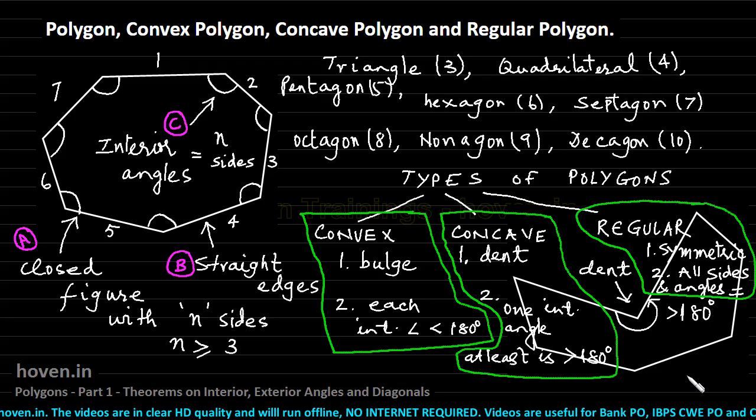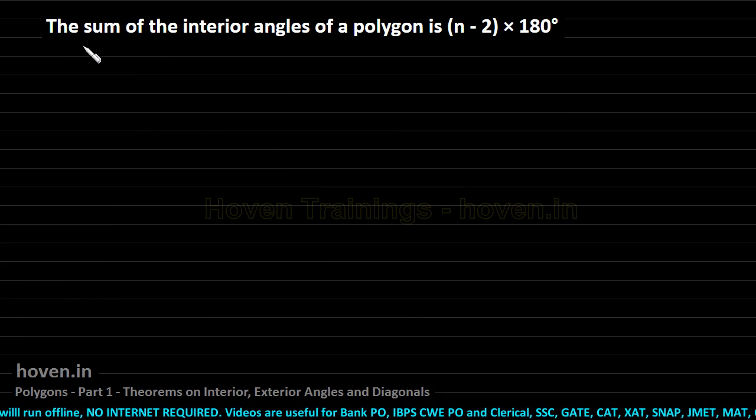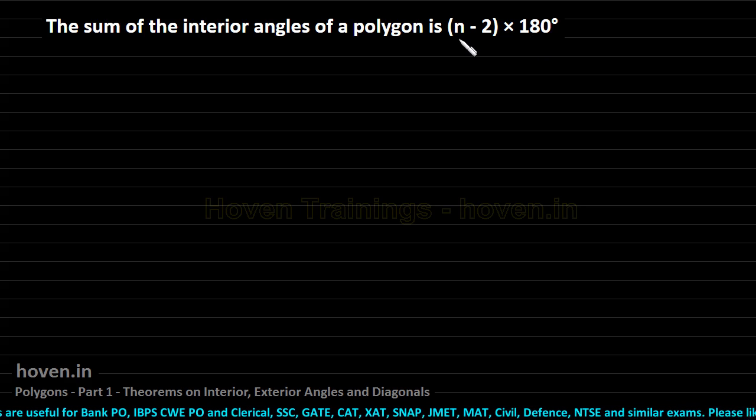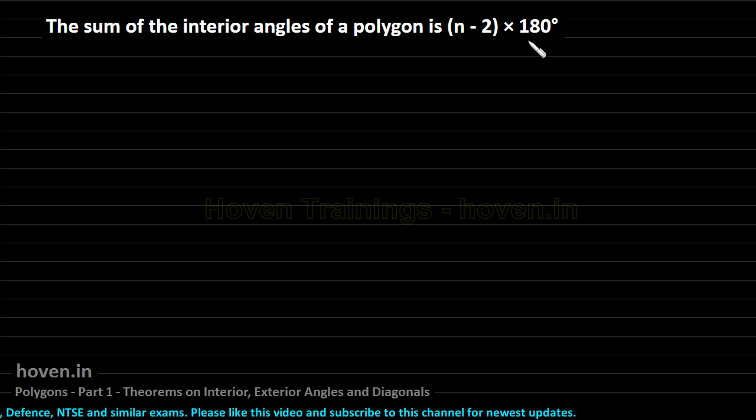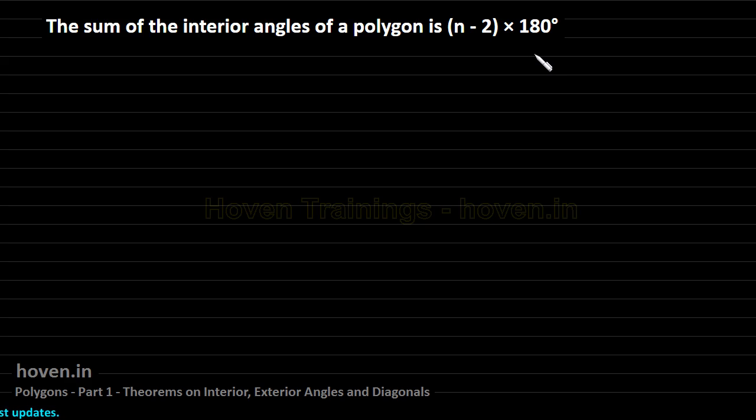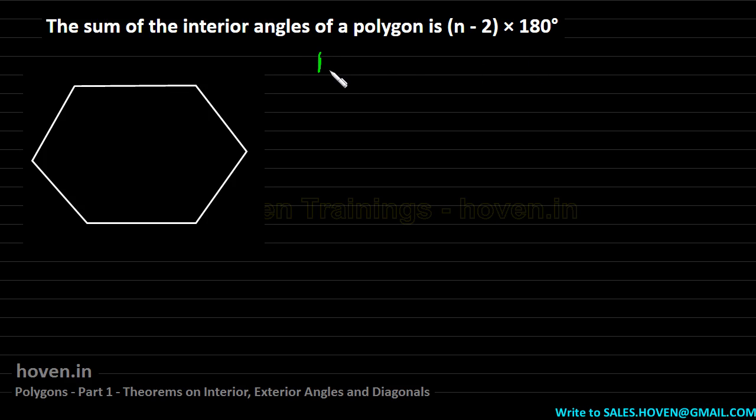Let us study more properties of polygons. The sum of the interior angles of a polygon is (n minus 2) into 180 degrees, where n is the number of sides of that polygon. For example, if you have a triangle, in that case n is 3, so the sum of interior angles will be (3 minus 2) equal to 1 into 180 is equal to 180, that we already know. But we can prove a general theorem that the sum of the interior angles of any polygon is equal to (n minus 2) into 180 degrees. You can either remember this fact or derive it with me for your knowledge. So I will write proof here.